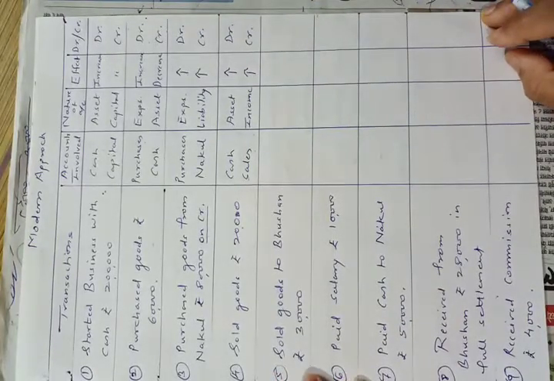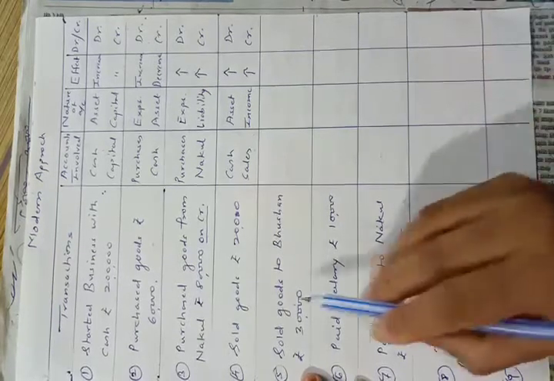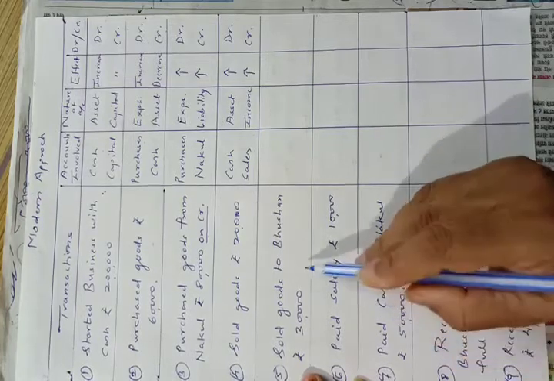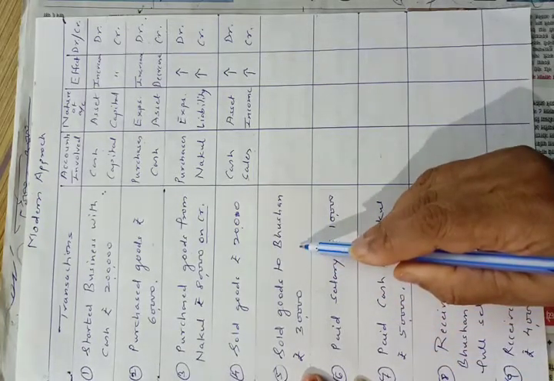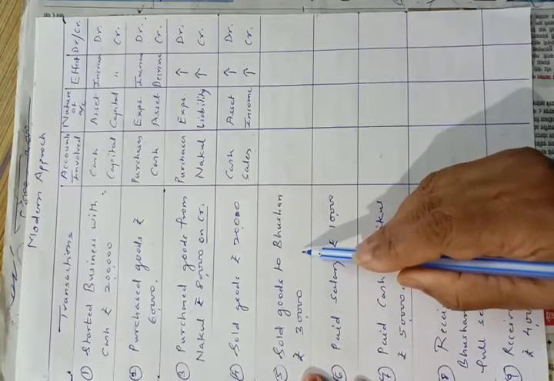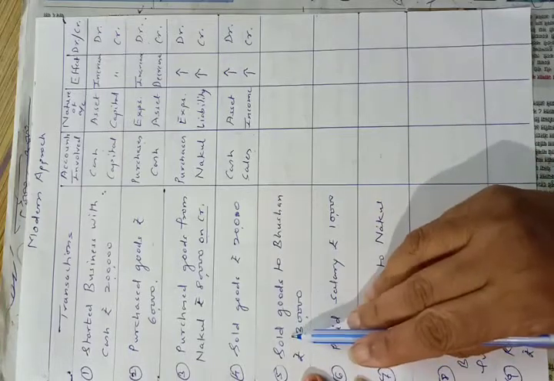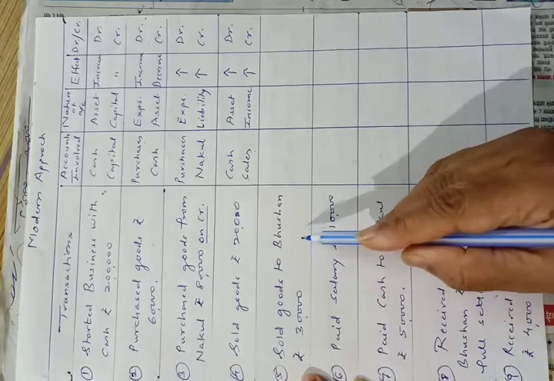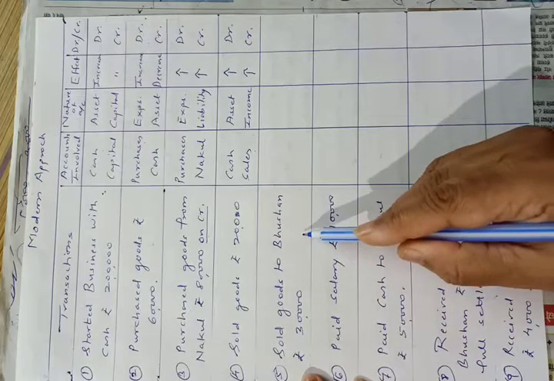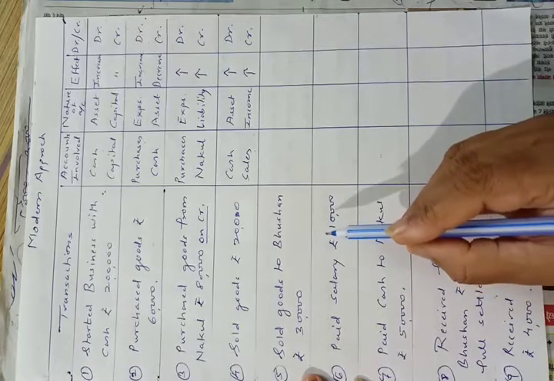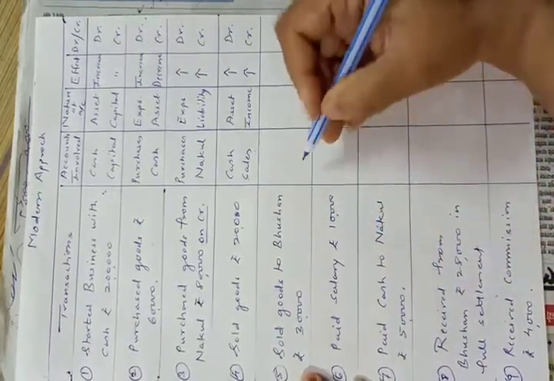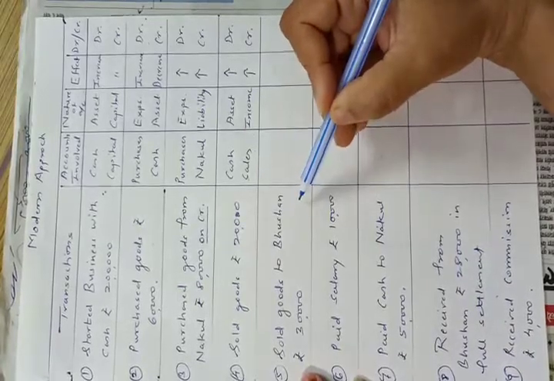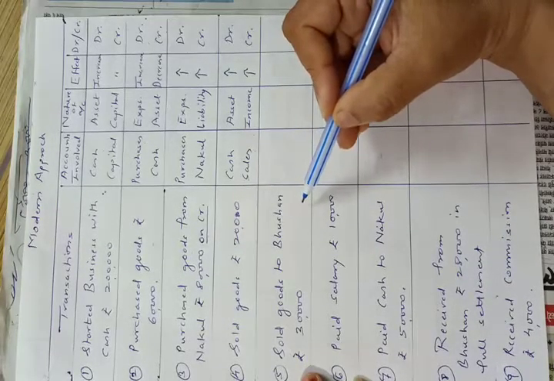Okay, next transaction now, sold goods to Bhushan rupees 30,000. See, in this transaction on credit these words are not mentioned, but this transaction is credit transaction because it is the entry of sale, party's name is given here, and for cash words are not there. So this is a credit transaction. Understood? So two accounts will be involved in this transaction, that is sales account and Bhushan's account.